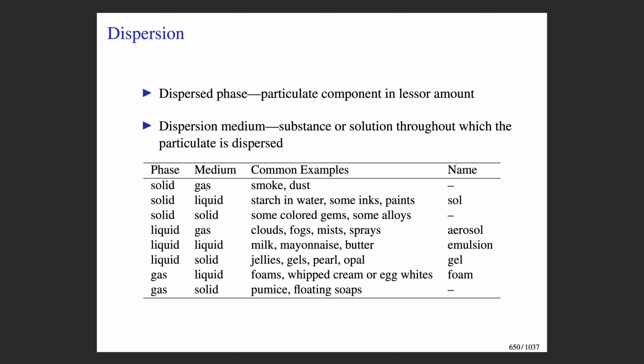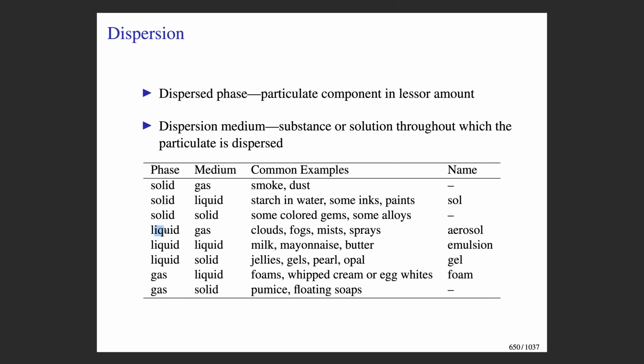Solids dispersed in a gas would be something like smoke or dust moving through the air, versus having a solid dispersed in a liquid. This would be things like inks and paints. You can make them out of starch and water. This type of colloid has a name called a sol. You could also have a solid phase dispersed in another solid phase, so some types of gemstones fit that, some types of alloys, no special name there that I'm aware of.